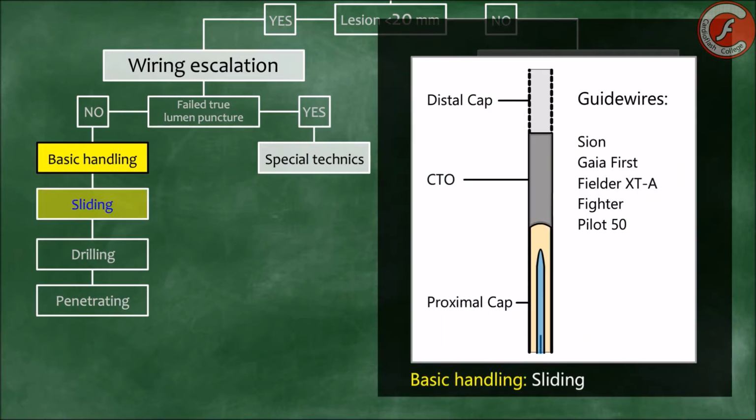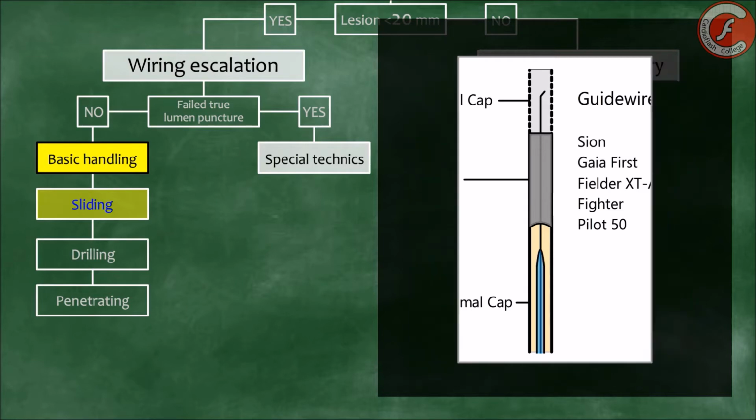This technique uses polymer-coated or hydrophilic angioplasty guide wires that can have taper tips with a tip load around 0.9 and 2 grams. Some examples of these guide wires can be the Scion, Gaia First, Fielder XTA, Fighter, and Pilot 50 guide wires. These guide wires must be gently used without forcing, trying to take advantage of the extremely short curve of the tip to pass through the soft chronic occlusions or those with microchannels.